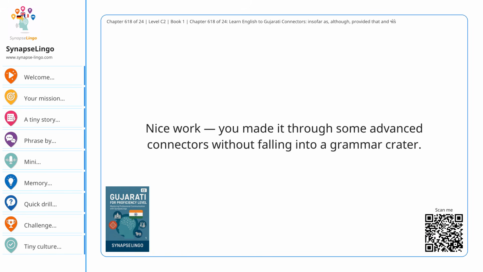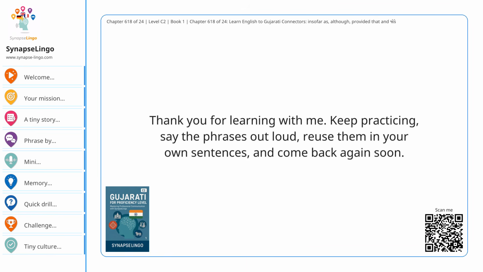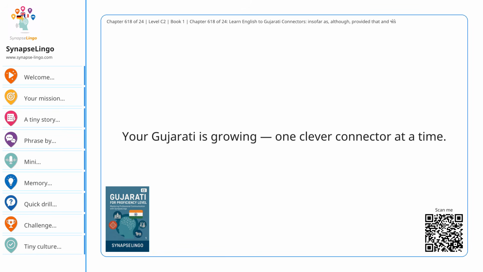Friendly conclusion. Nice work. You made it through some advanced connectors without falling into a grammar crater. Today you practiced જ્યાં સુધી, જો કે, જો કે, ખાસ કરીને કારણ કે, આ પૂર્વધારણા હેઠળ કે, ધારીને કે, and એ શરતે કે. Thank you for learning with me. Keep practicing, say the phrases out loud, reuse them in your own sentences, and come back again soon. Your Gujarati is growing, one clever connector at a time.